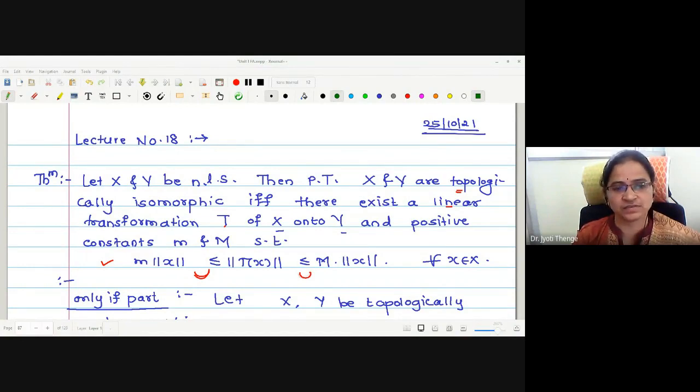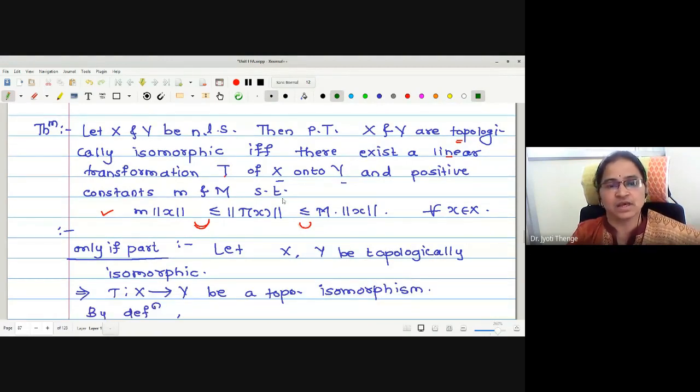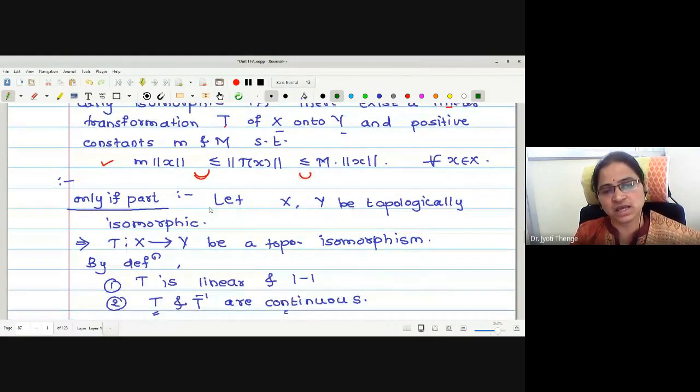In the last lecture, we have seen some important theorems which are giving us the conditions regarding the topological isomorphism between the two normed linear spaces. So the first theorem we have studied is: X and Y are topologically isomorphic if and only if there exists a linear transformation T from X onto Y and positive constants m and M such that m norm of x is less than or equals to norm of T(x) less than or equals to M into norm of x.